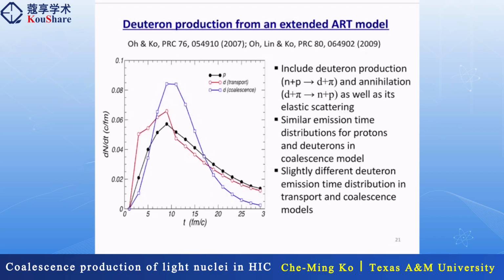That's the proton. The open circle is the deuteron from the coalescence model. The red one is for the transport model. So when I have a proton emitted, a deuteron is also probably emitted. The coalescence is somewhat depleted a little bit toward the later time, but it's very close.